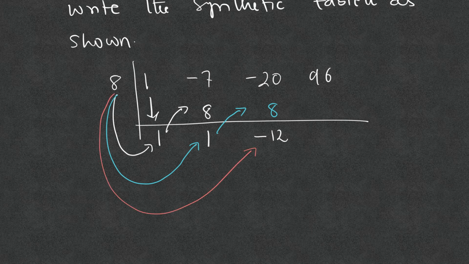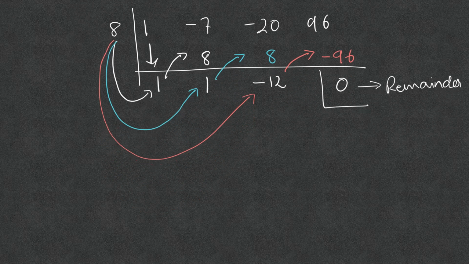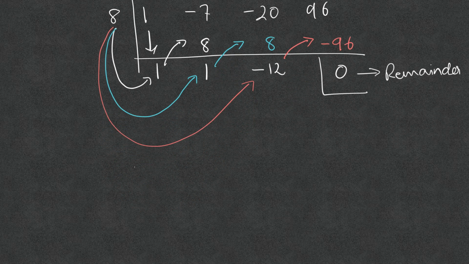And multiply 8 with negative 12, place it under positive 96 and add. The result is 0, which is the remainder. The quotient is x squared plus x minus 12.